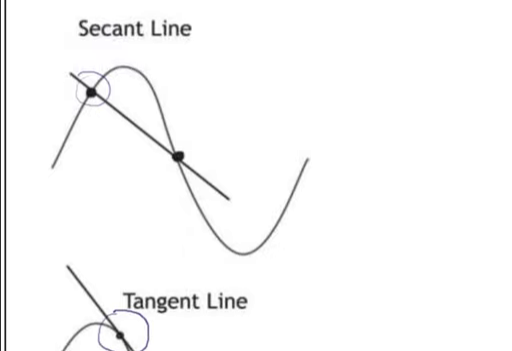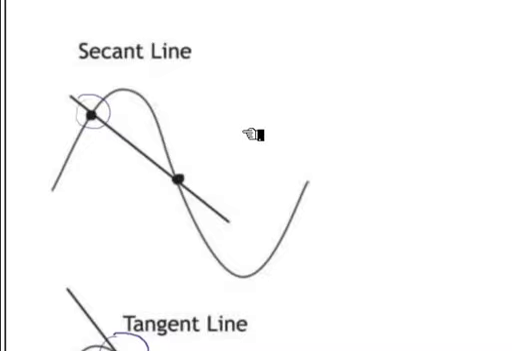All right, now we want to look at the slope of a secant line. Well, the slope of a secant line is going to be the same formula that we use for the slope of a line. After all, it is a line. Let's just recall the formula for the slope of a line.